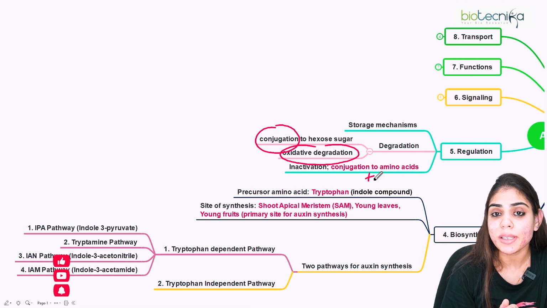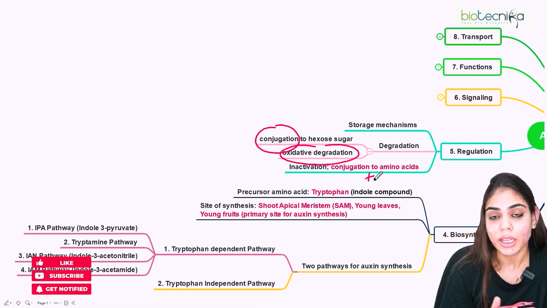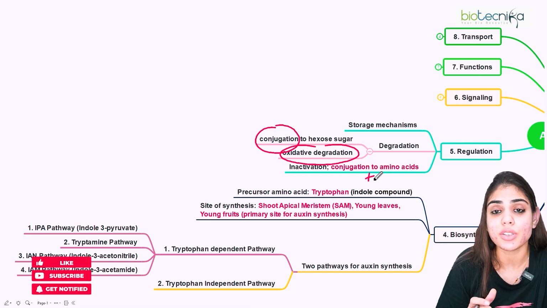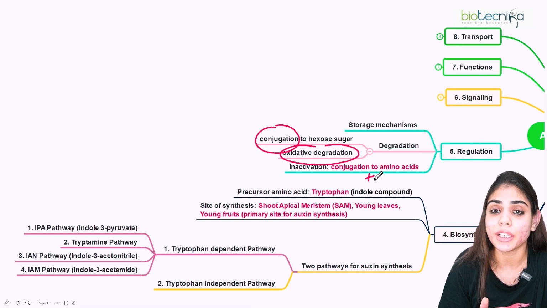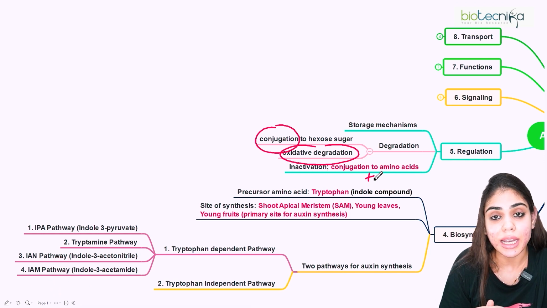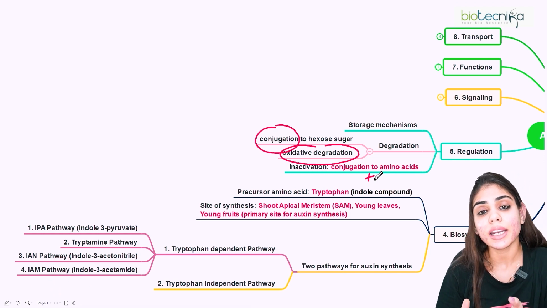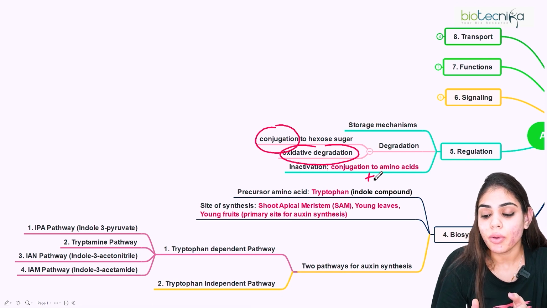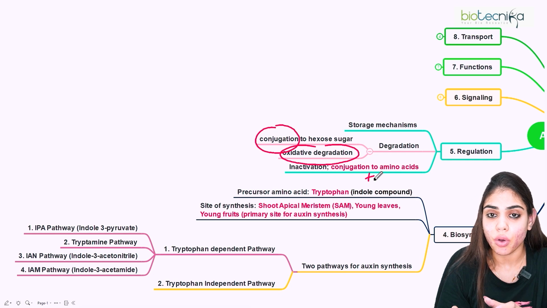And now what happens? This auxin is inactivated. If this is inactivated, it will stop all the signaling related to the auxin phytohormone. So there are three basic mechanisms from which we can just stop the synthesis of auxin phytohormone, or we can just make it inactive.